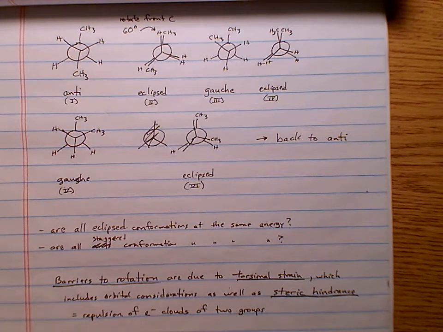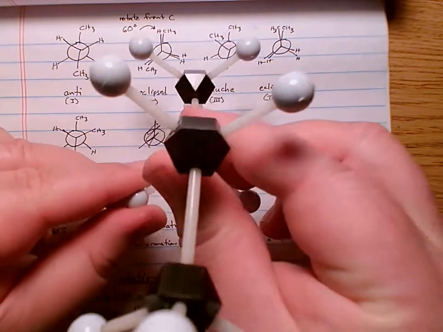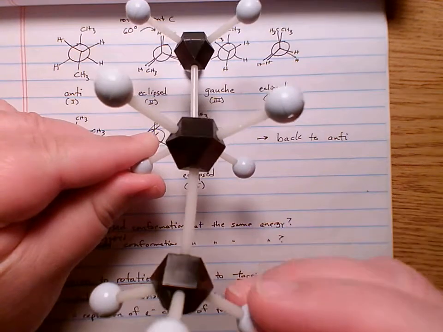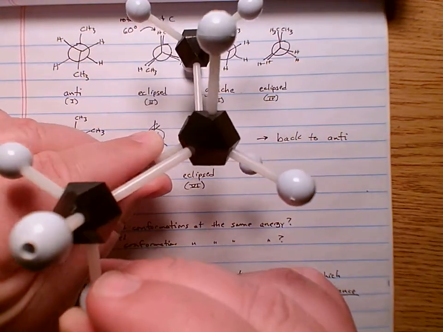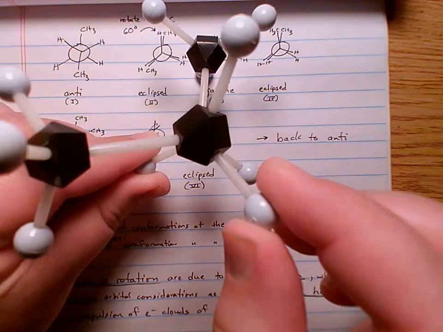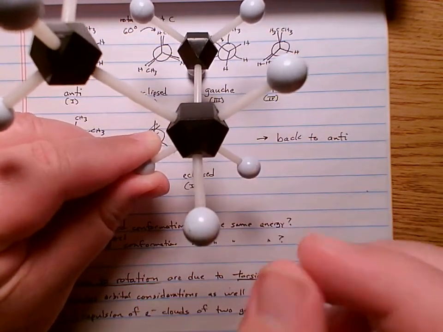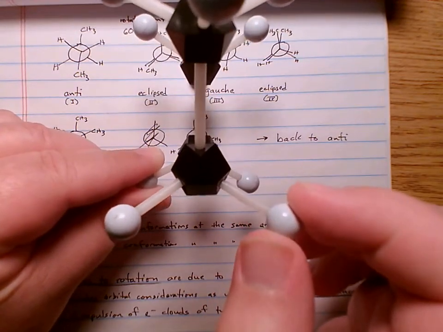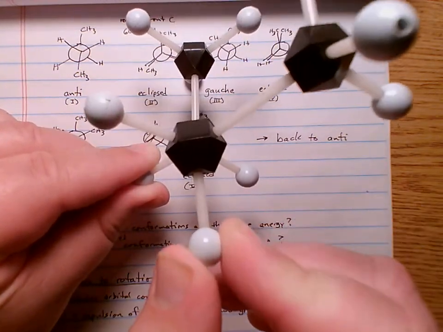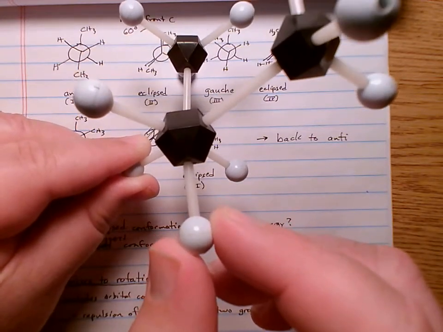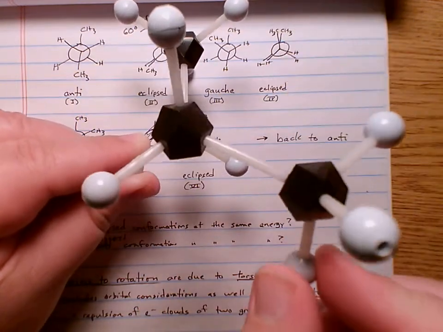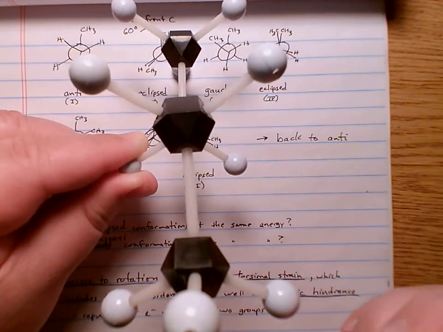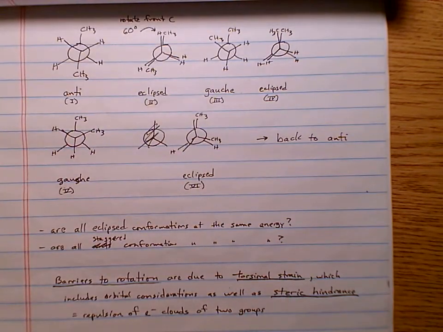So on our models, and I highly recommend you get some models so you can do this, just line it up, and here we are anti, rotate 60 degrees, and we're in eclipsed. Another 60 degrees, we're in gauche. 60 more degrees. Now note that the two methyls are now eclipsing each other. 60 degrees more, we're back into the gauche conformation. 60 more degrees, eclipsing again. 60 more degrees, back to anti. So that's what we've done in here.